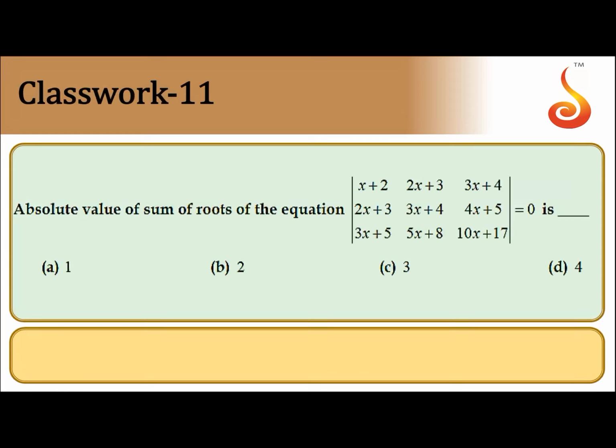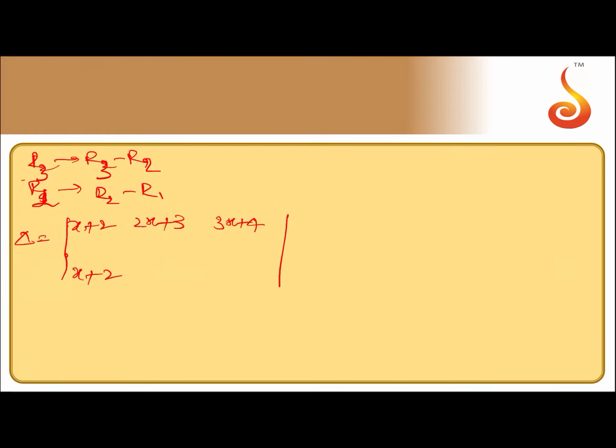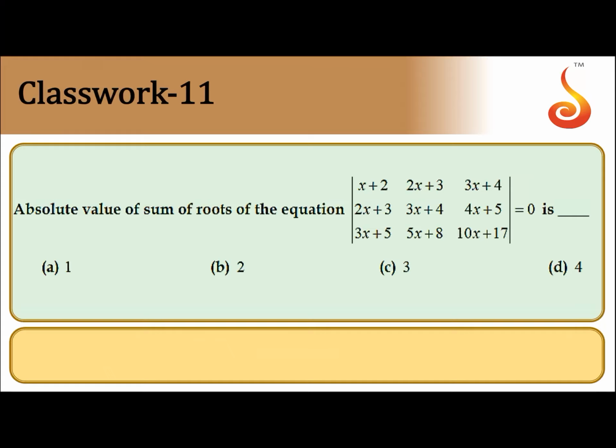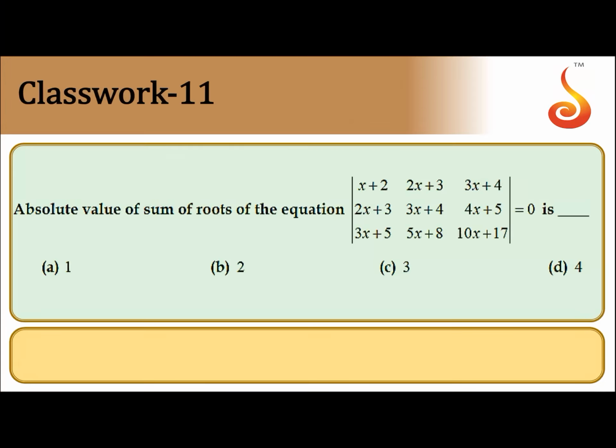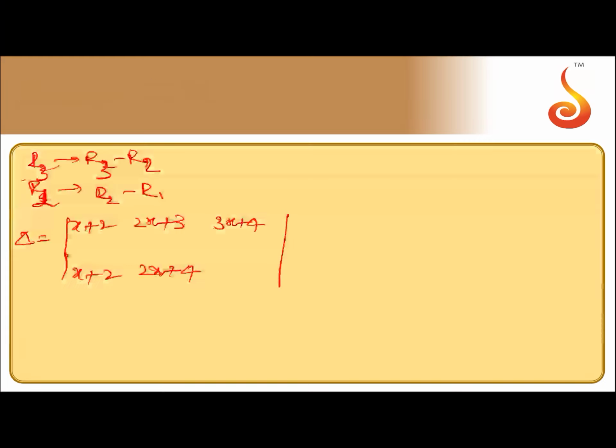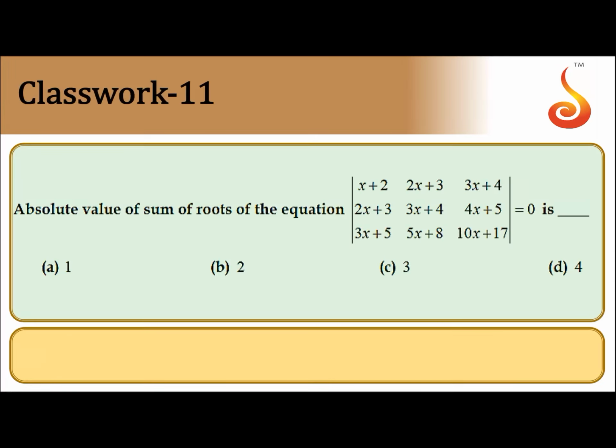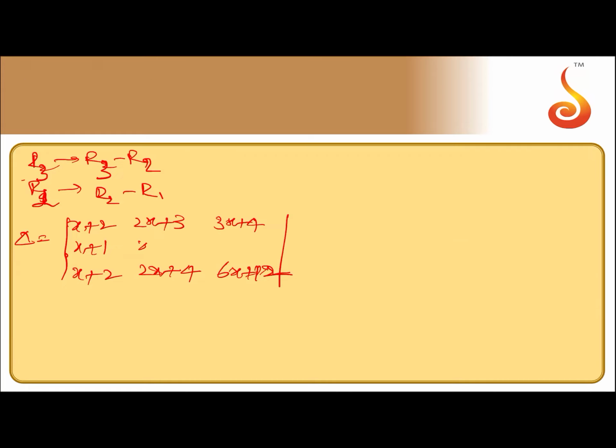Last row will be giving us x plus 2, and 5x minus 2x, I think it is 2x plus 4, and the next one, 10 minus 4, it is 6, 6x plus 12. Next, R2 minus R1 gives x plus 1, and this also x plus 1 and x plus 1. And that determinant is equal to 0.